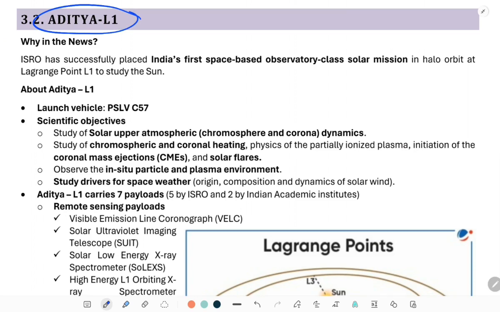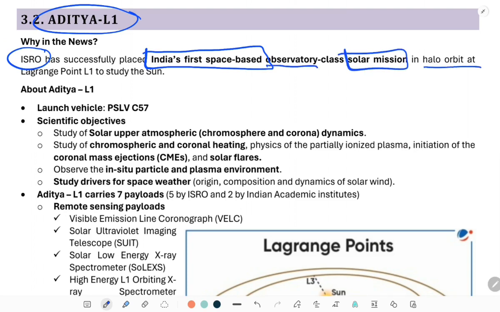Next, we'll see Aditya L1. Recently, ISRO successfully placed India's first space-based observatory class solar mission in a halo orbit at Lagrange Point L1 to study the sun. Aditya L1 is related to the sun. The launch vehicle was the PSLV C-57. And the scientific objectives of Aditya L1 are as follows.